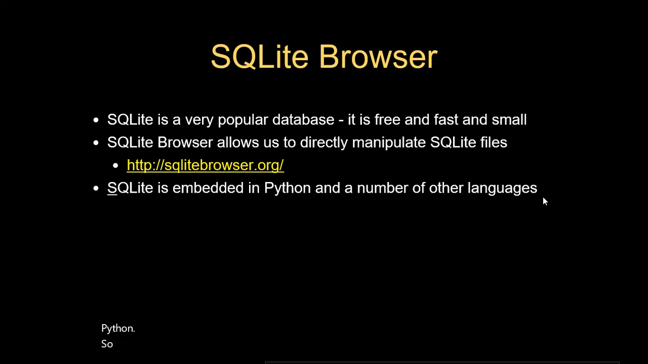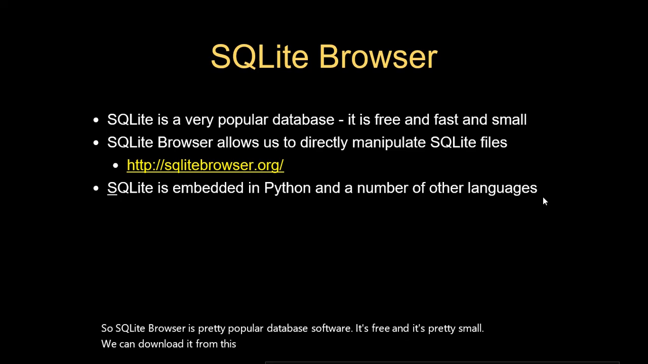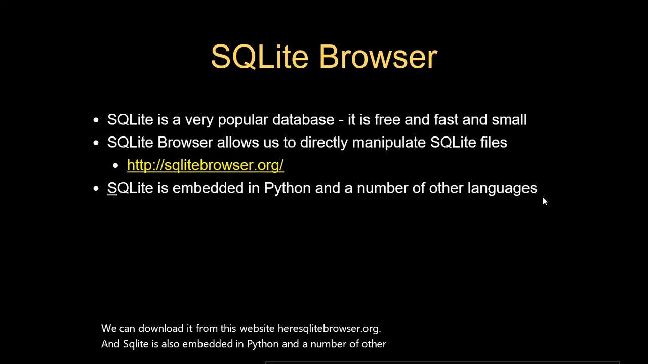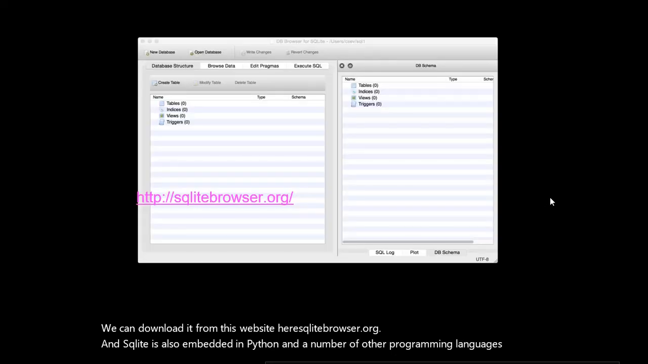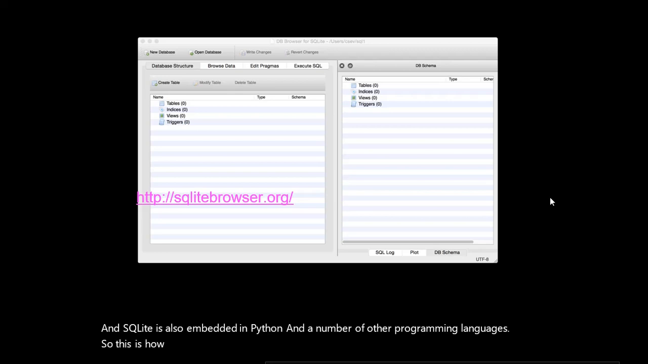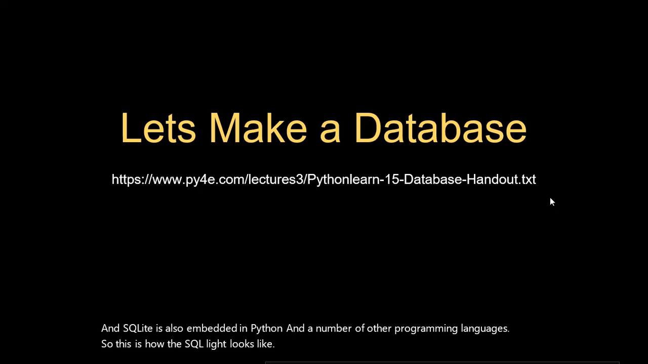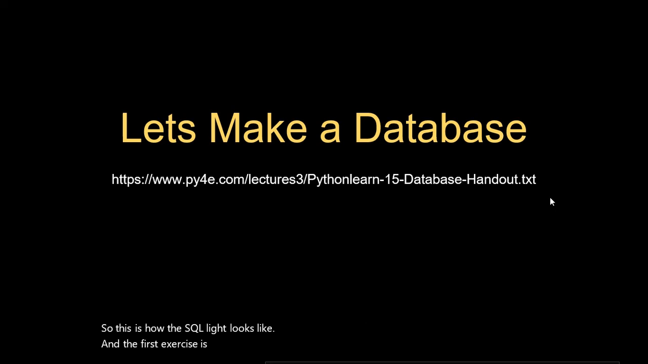So SQLite browser is a pretty popular database software. It's free and it's pretty small. We can download it from this website here, sqlitebrowser.org, and SQLite is also embedded in Python and a number of other programming languages. So this is how the SQLite looks like. And the first exercise is going to be creating a database.